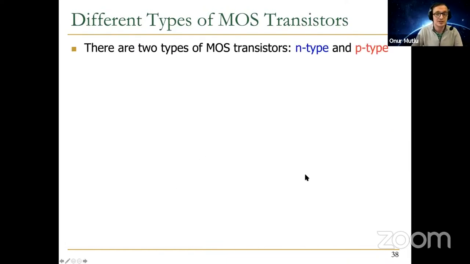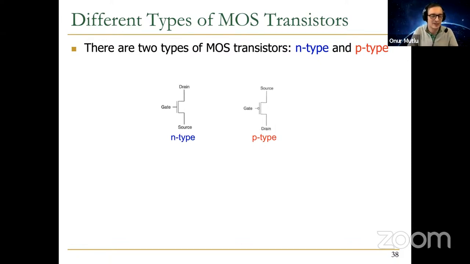So there are two types of MOS transistors, N-type and P-type. This is the N-type. It looks like this, basically. It doesn't have a bubble on the gate, whereas P-type has a bubble on the gate. And you can see the source and drain are also reversed, but you don't need to worry about that for the purpose of this course. It's immaterial for this purpose. But if you really want to understand how the transistor itself works, you need to know the source and drain.